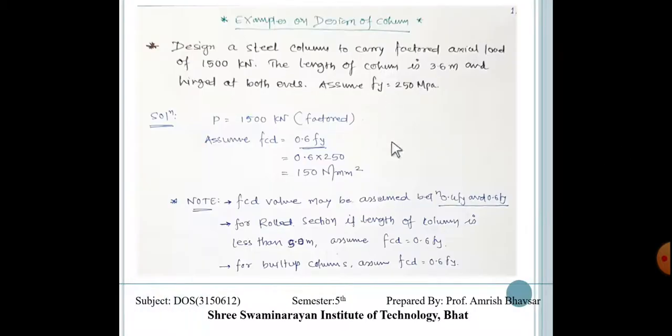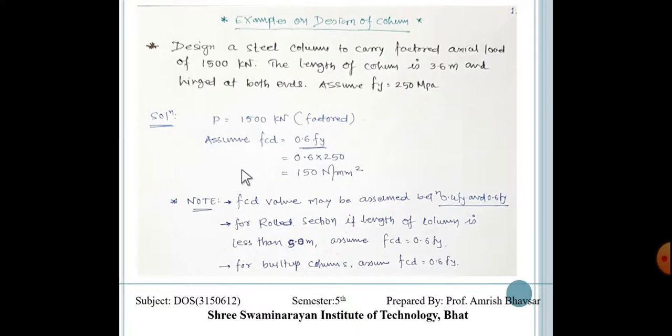Let's see. Design a steel column to carry a factored axial load of 1500 kilonewton. The length of column is 3.6 meter and hinged at both ends. Fy is 250. Now here we have a load that is 1500, which is factored load.